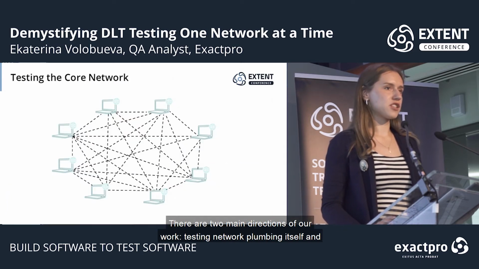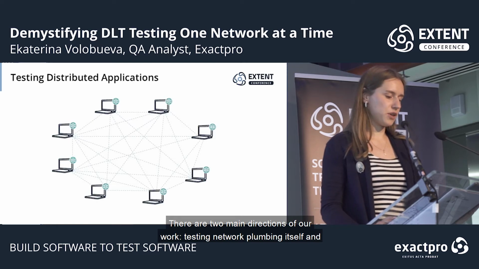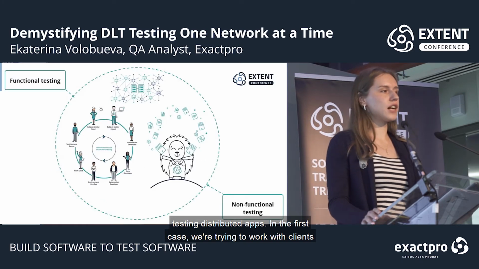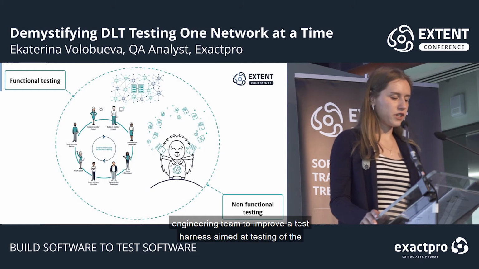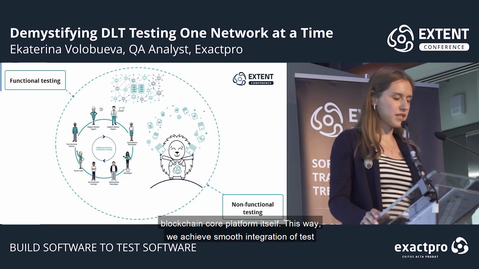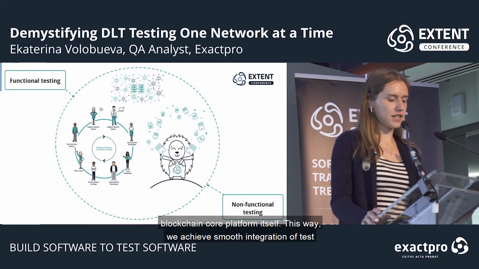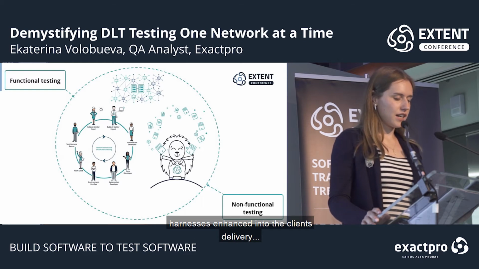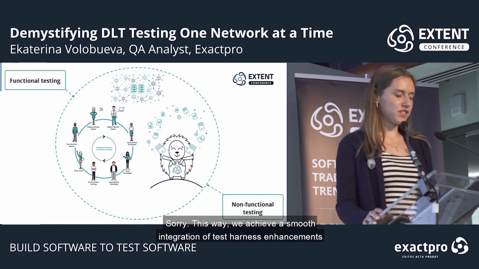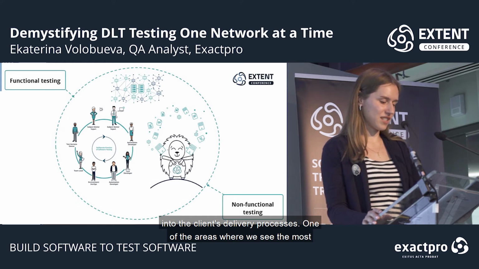There are two main directions of our work: testing network plumbing itself and testing distributed apps. In the first case, we are trying to work with client's engineering team to improve a test harness aimed at testing of the blockchain core platform itself. This way, we achieve a smooth integration of test harness enhancements into the client's delivery processes.